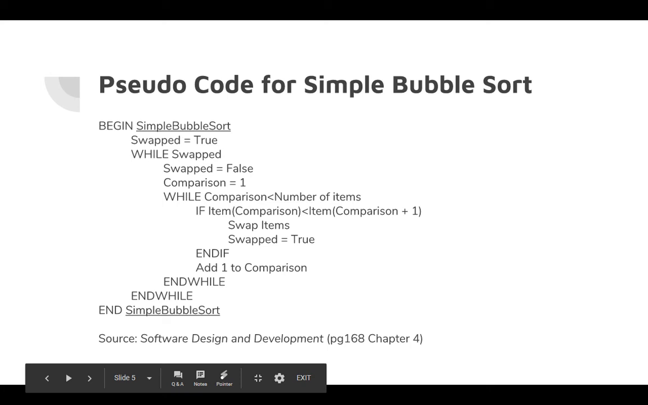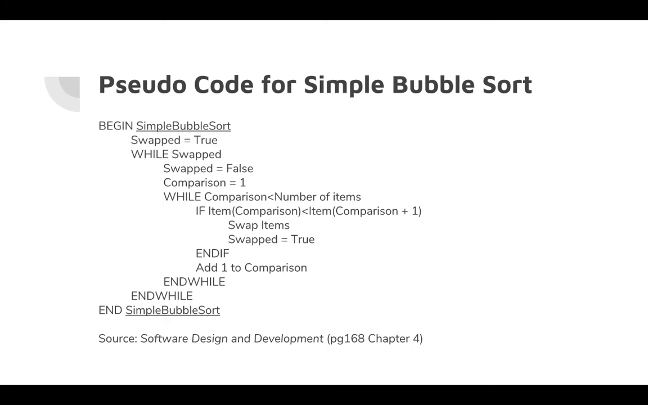This here, as you can see, is the pseudocode for a simple bubble sort. A simple one is the one that we've explained so far, which will compare for all values. An enhanced one is one we'll be talking about later. But in this one, as you can see, we have two while loops. The first while loop occurs while swapped is true, and you start off by setting swapped to false, and you would set a comparison index, which refers to the index in the array or the list.